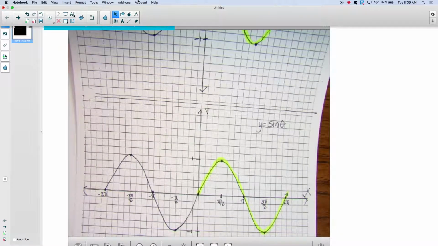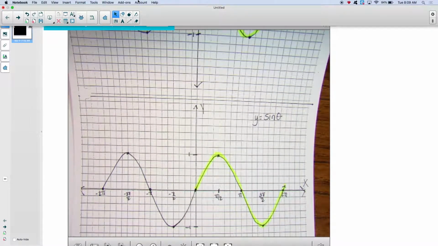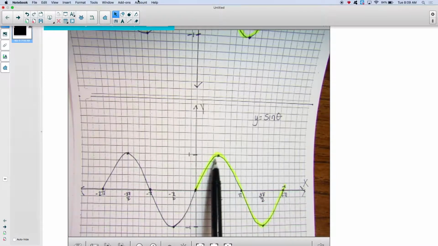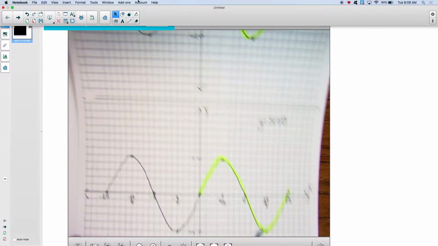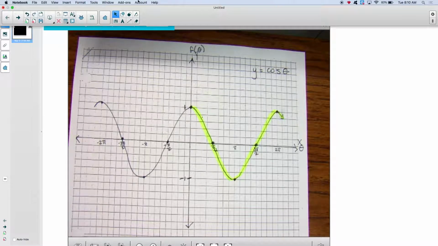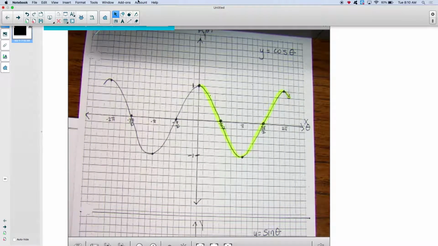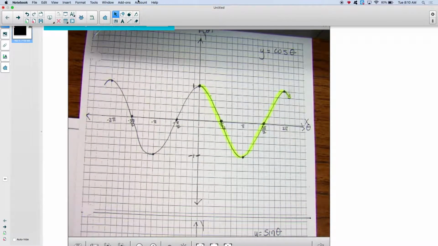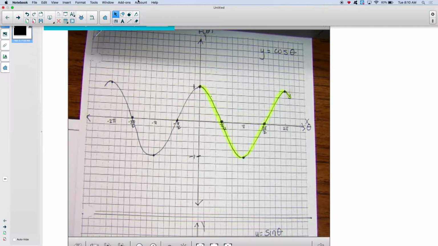These are our important points here: 1, 2, 3, 4, 5. These are our x-intercepts, our maximum, and our min. Up here, x-intercepts, maximum, and a min. And if you remember, back when we were talking about sine and cosine, I told you that the value of the sine and the value of cosine are always between 1 and negative 1. And as you can see, the range: highest is 1, lowest is negative 1.